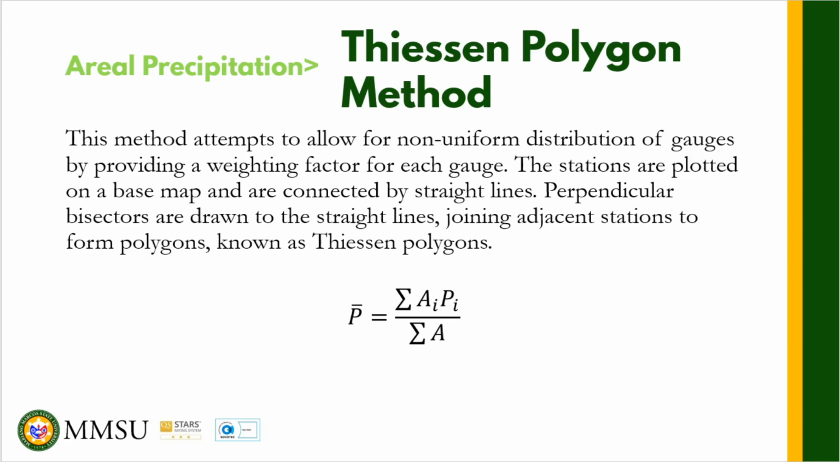The second one is the Thiessen polygon method. This method attempts to allow for non-uniform distribution of gauges by providing a weighting factor for each gauge. The stations are plotted on a base map and are connected by straight lines. Perpendicular bisectors are drawn to the straight lines joining adjacent stations to form polygons, known as Thiessen polygons. Okay, so we are going to illustrate this one later on. So how are we going to use the Thiessen polygon?